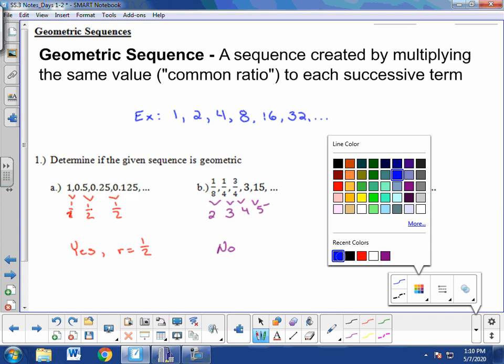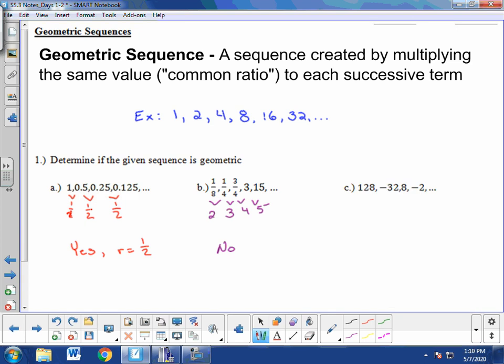Hopefully you had enough time to figure out that C is, in fact, a geometric sequence. So if we took a look here, we may notice that from positive 128 to negative 32, that was a common ratio of negative 1/4. So if I take 128 and multiply by negative 1/4, or negative 0.25, that would give me negative 32. If I took negative 32 and multiplied by another negative 1/4, that would give me positive 8. Did the same thing from 8 to negative 2 and find out that it's negative 1/4.